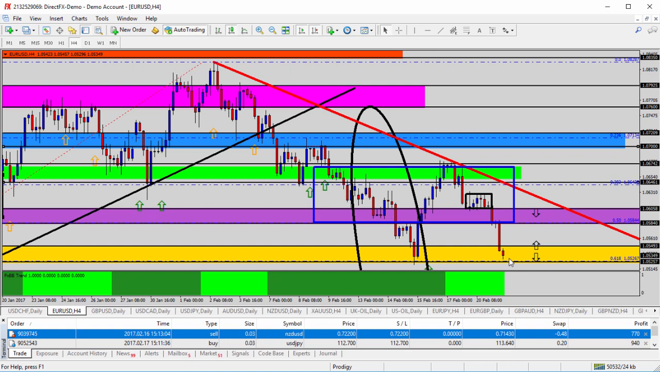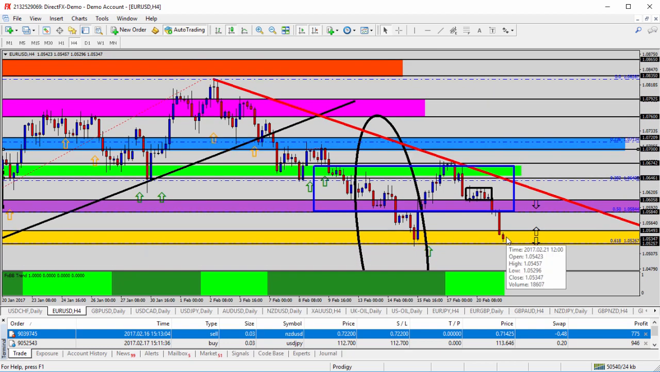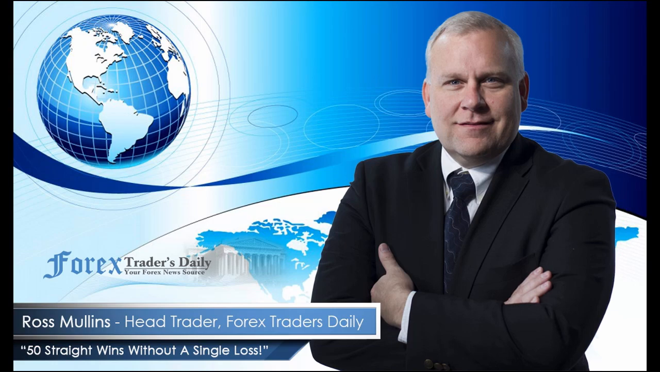But at least right now, I continue to watch for either reversal indicators from the yellow zone 525 area or a breakout and an opportunity to go short in the direction of the current momentum that the market has for the euro dollar. From Forex Traders Daily, this has been your daily analysis with Ross Mullins.